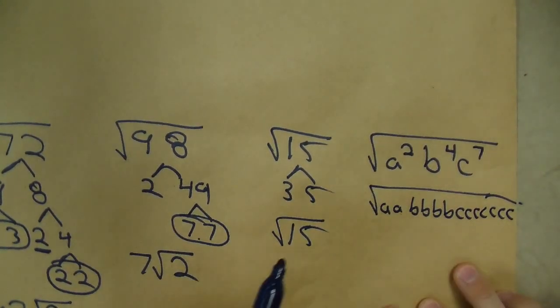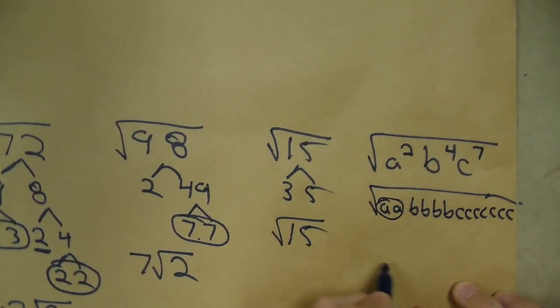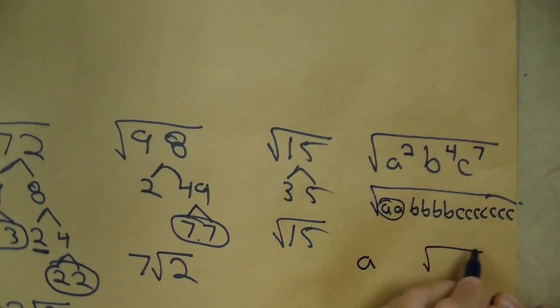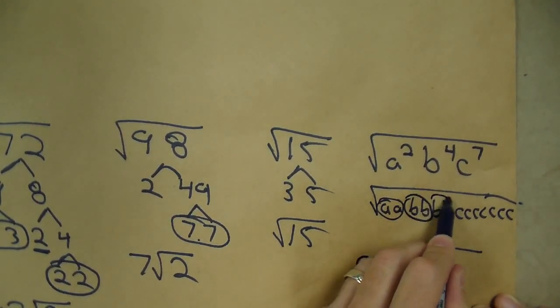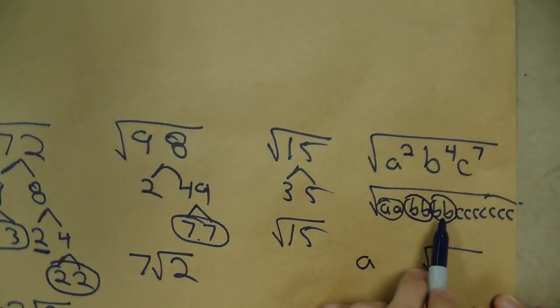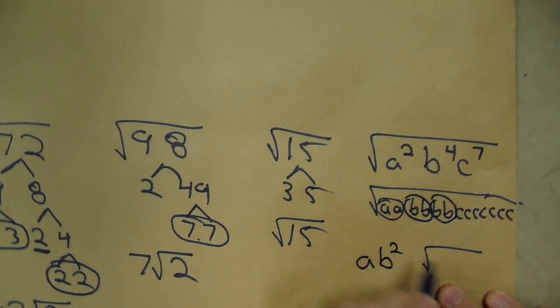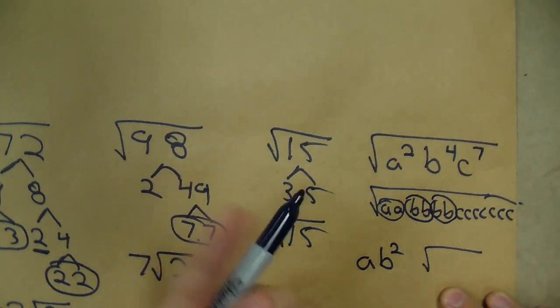All right, so I need a pair of them to come out. Well, for a squared in the square root, one of them comes out. I'm going to have an a on the outside. I have one set of b's, two sets of b's, or really b squared squared. Those come out to be b squared. So it takes 2 on the inside to get 1 on the outside.